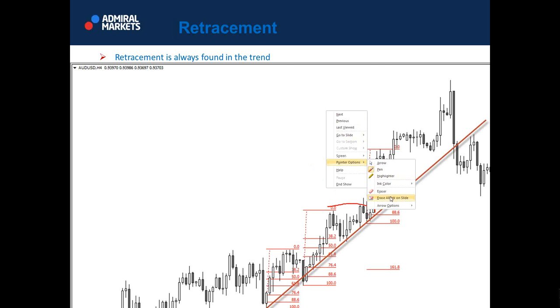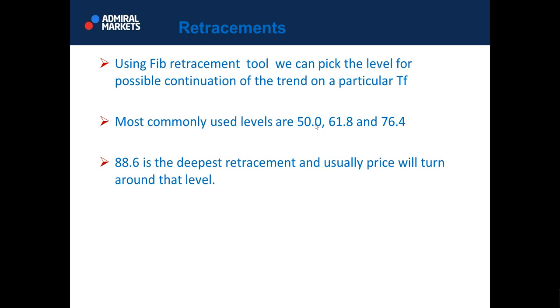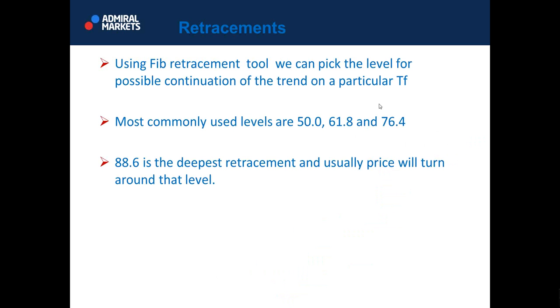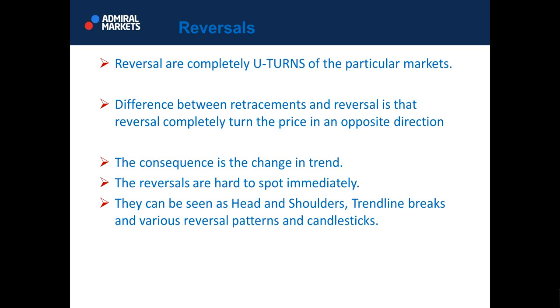And now, again, those are the most commonly used levels, 50, 61.8, 76.4. Sometimes that will be, like in this case, 38.2, and sometimes it can be 88.6, and usually we call it a deep retracement. What are reversals now? Reversals are complete U-turns of the particular market.